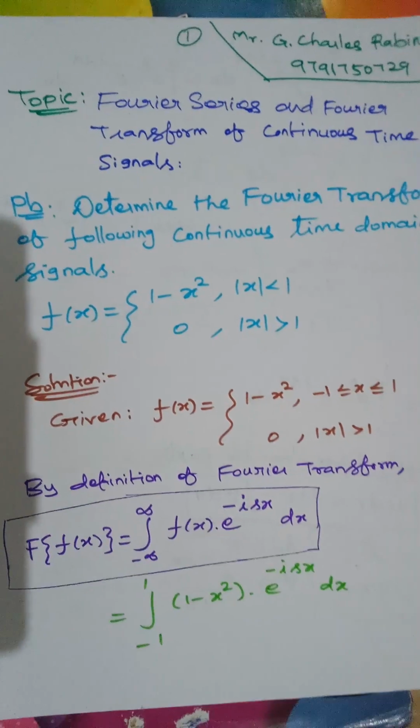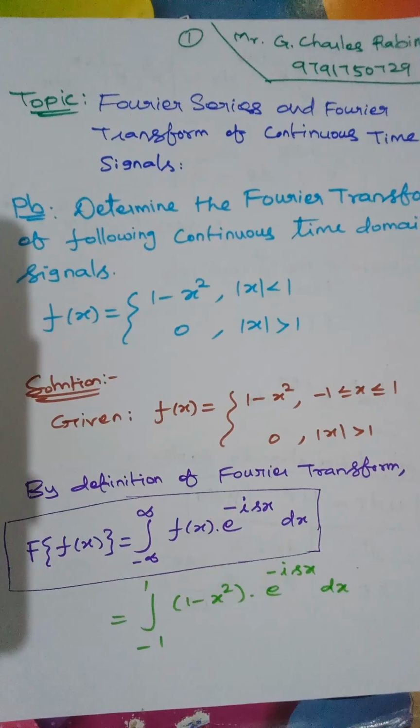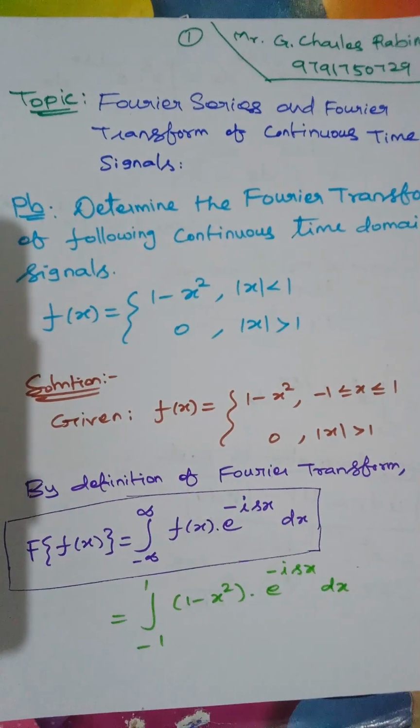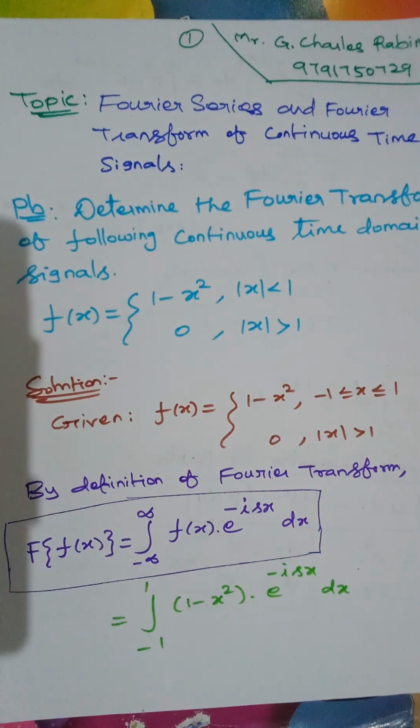Okay, so the given information: f of x is equal to 1 minus x squared from minus 1 to plus 1. So mod x less than 1 can be written as x lies in between minus 1 to plus 1. And the second thing, mod x greater than 1, so you should put 0 for f of x.